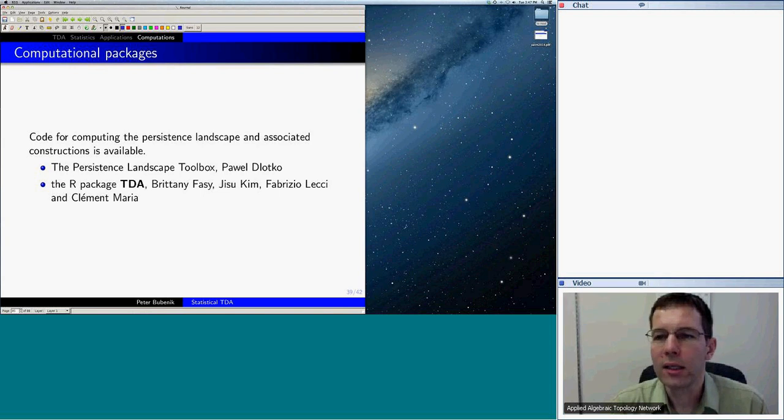Some of these ideas for the persistence landscape and related constructions have been implemented. The packages I'd like to make you aware of include the persistence landscape toolbox developed by Pavel Dlotko, and also an R package called TDA that's been developed in parallel by Brittany Fasy, Jisu Kim, Fabrizio Lecci, and Clément Maria.